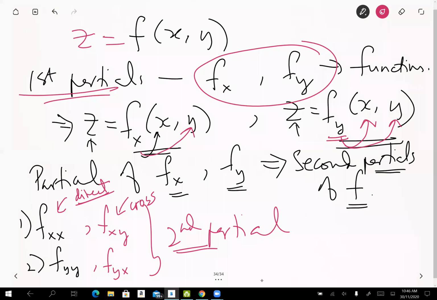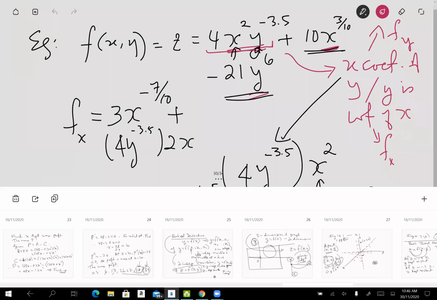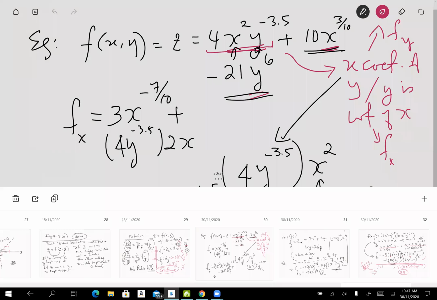So, example, we go back to the questions that we have been doing. It's easier to do that. We start with something easier. Is there another question that is easier to do? No, there isn't. Only this one.